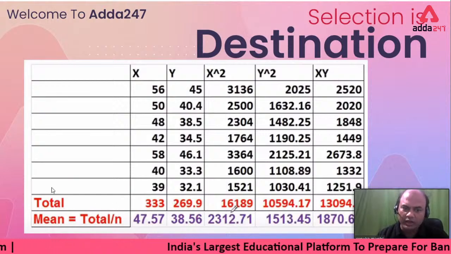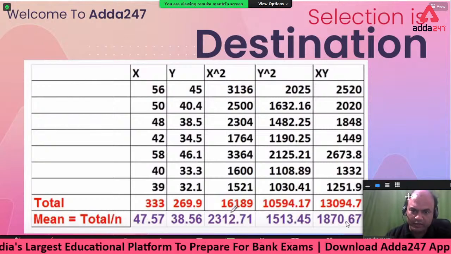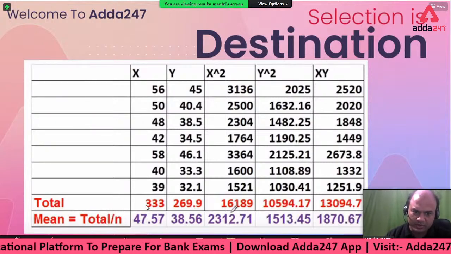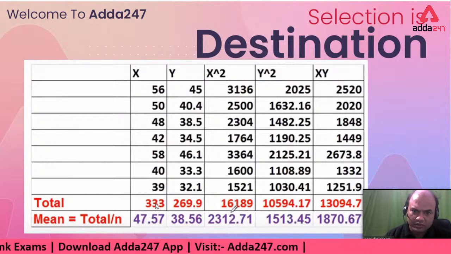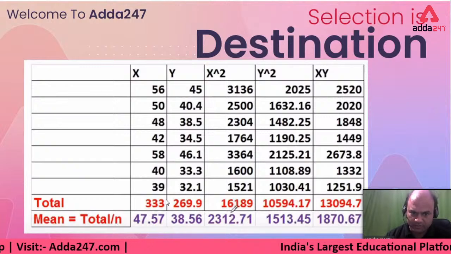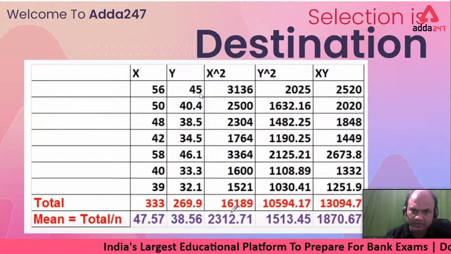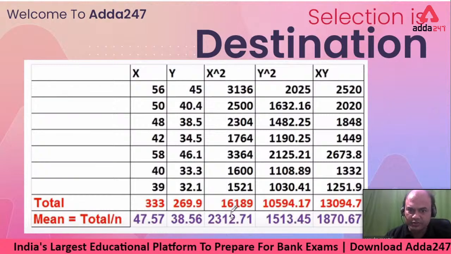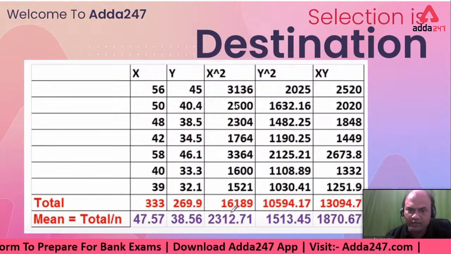Now we have found this total. Find the average also immediately. Average means what? 333 divided by how many numbers? 7. So the answer comes out to be 47.57. Total upon n. Similarly for y, 269 upon 7. Similarly x square, 6189. Where did I get this 6189?